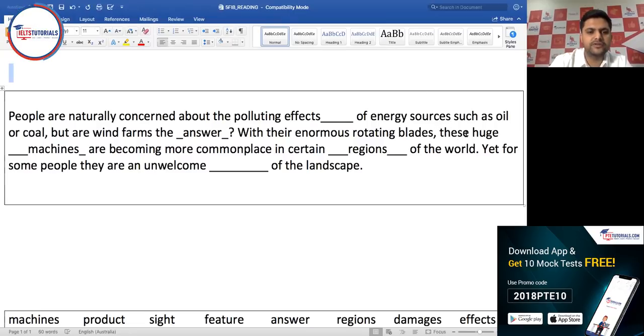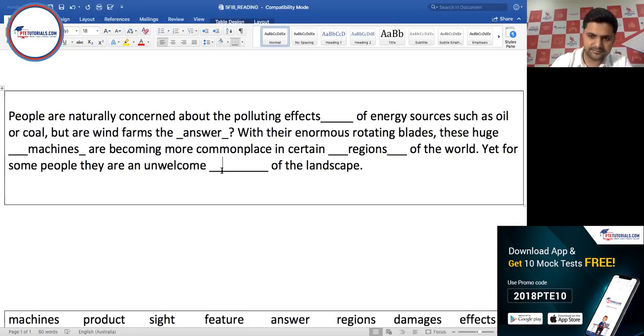So be very careful when you are reading these words and the answer. You'll get some hints right from here about what type of word you're looking for in the option, and then look at the options below in the box and find the answer.